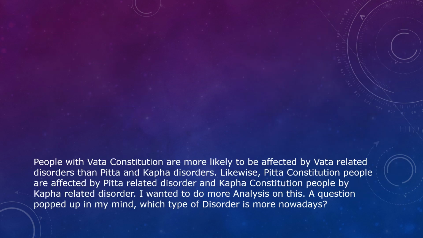People with vata constitution are more likely to be affected by vata-related disorders than pitta and kapha disorders. Likewise, pitta constitution people are affected by pitta-related disorders and kapha constitution people by kapha-related disorders. I wanted to do more analysis on this. A question popped up in my mind: which type of disorder is more common nowadays?